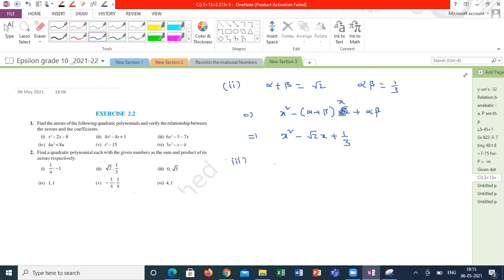Understood, sir. So third question, alpha plus beta is equal to 0, alpha beta is equal to root 5. So my expression will be x square minus 0x plus root 5. So x square plus root 5. Correct? Fourth question. What is the answer for the fourth question?